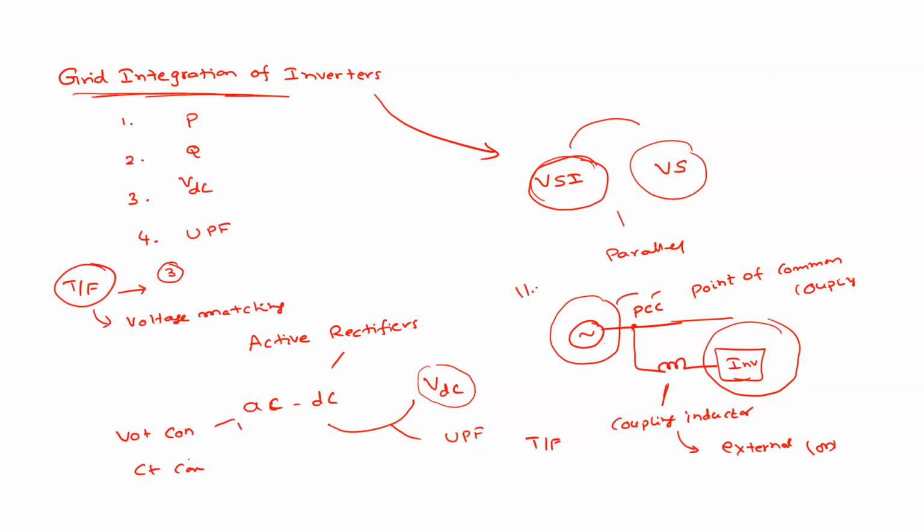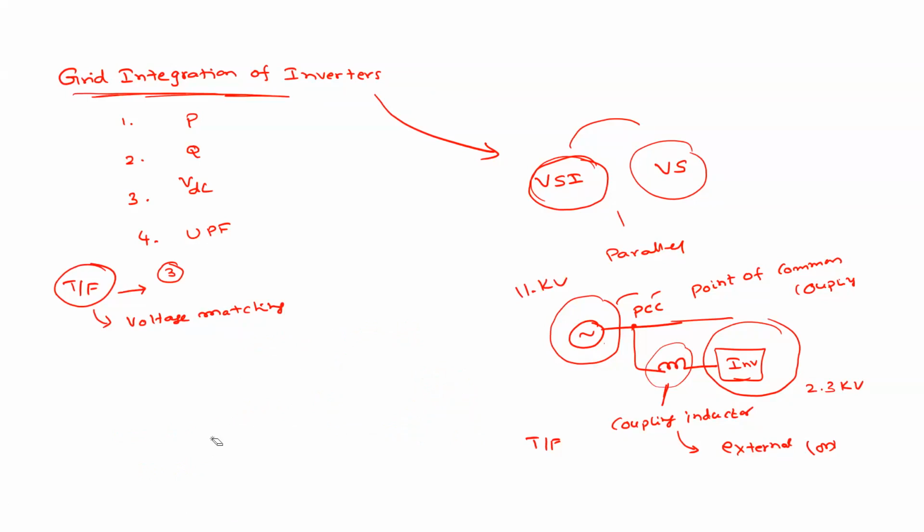Let us assume that this grid is 11 kV and this inverter is 2.3 kV. So you require a step down transformer here. An 11 by 2.3 kV transformer is required in between, so that it will match the inverter and the grid voltages. So that is the first thing.